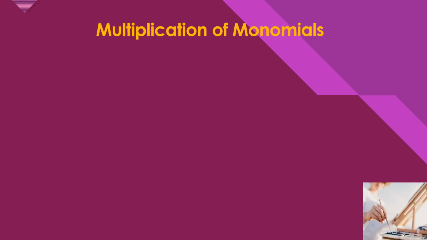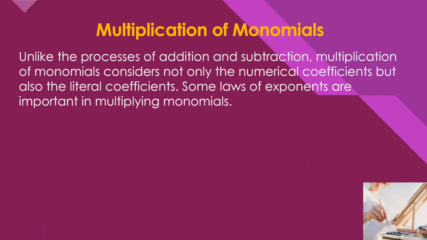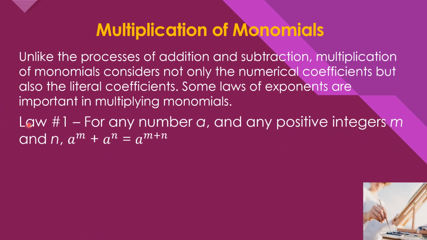Okay, so we have now multiplication of monomials. Unlike the process of addition and subtraction, multiplication of monomials considers not only the numerical coefficients but also the literal coefficients. Some laws of exponents are important in multiplying monomials. For example, law 1: for any number a and any positive integers m and n, a raised to m times a raised to n is equal to a raised to m plus n. So this is the rule where we add the exponents.